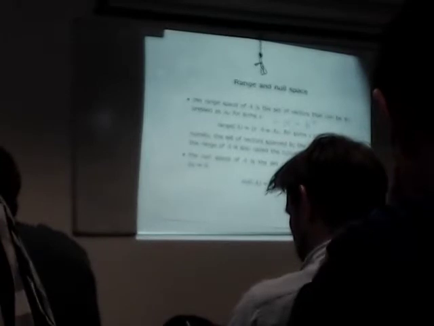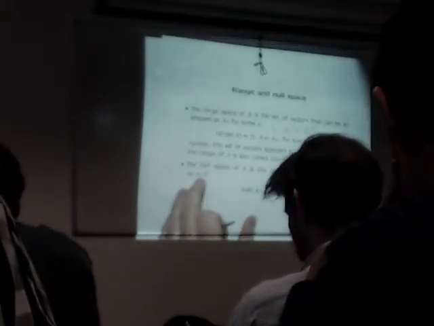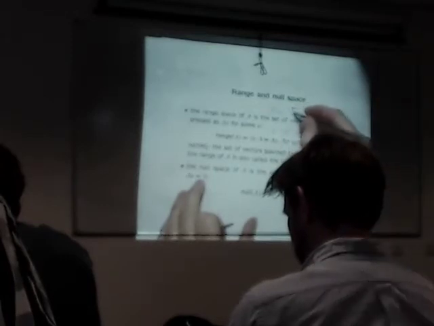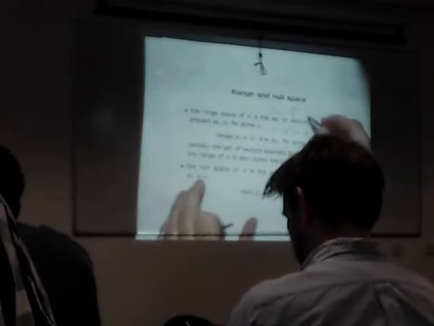Another way to say this, which is perhaps more intuitive: the range of the matrix is the set of vectors which are spanned, which are obtained as linear combinations of the columns. Okay, right? Because as we said before, A x is the same as a linear combination of the columns, which we denote as a_i, so a_i is a vector, the column.